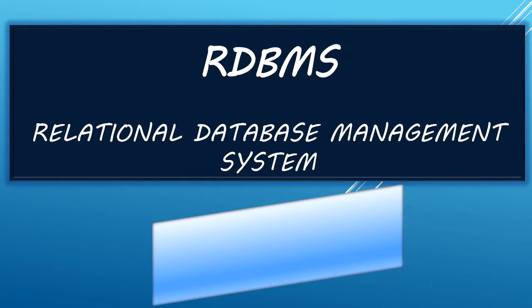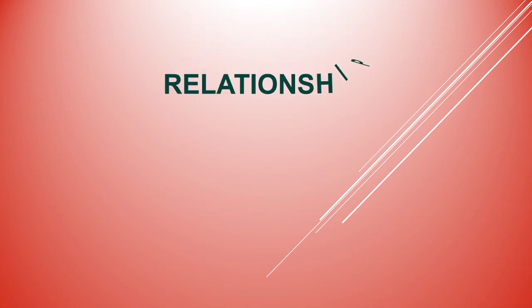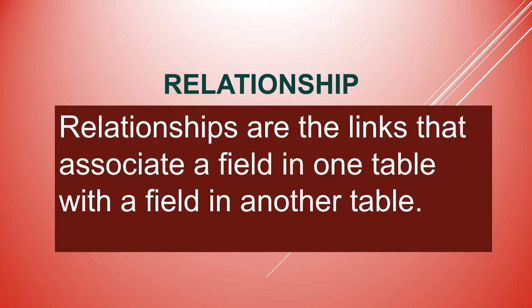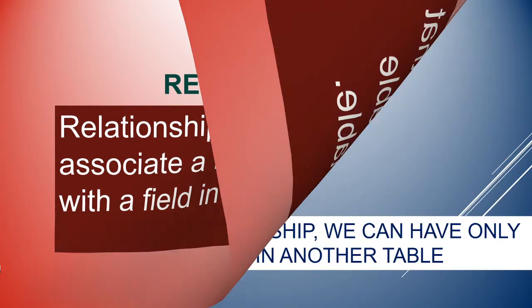Let's start with relational database management system, performing operations on tables. Let's discuss the relationships, how they are settled between the tables. These relationships are the links that connect a field in one table with a field in another table. It means that when you have two tables, we should have a common field, such as the primary key, with the help of which this relationship can be formed.